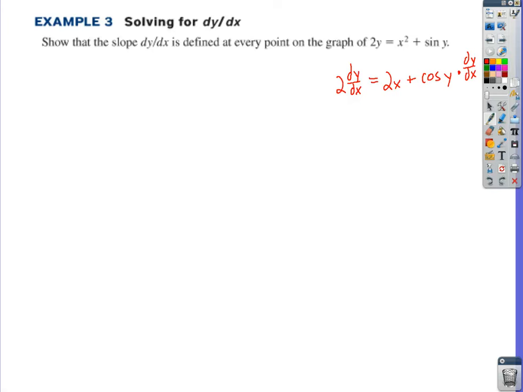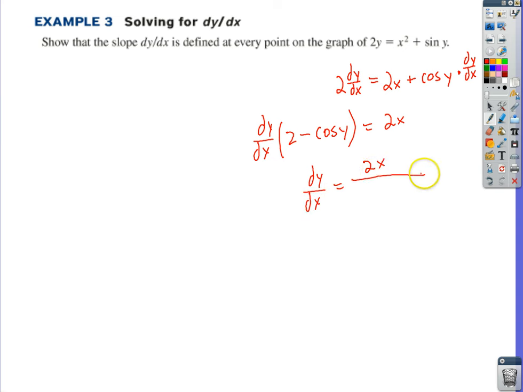So here we go. I factor out my dy/dx and I end up with 2 minus cosine of y, which is all equal to 2x. And now I divide by that, and I have dy/dx is equal to 2x over 2 minus cosine of y. So they ask you to show that the slope is defined at every point.